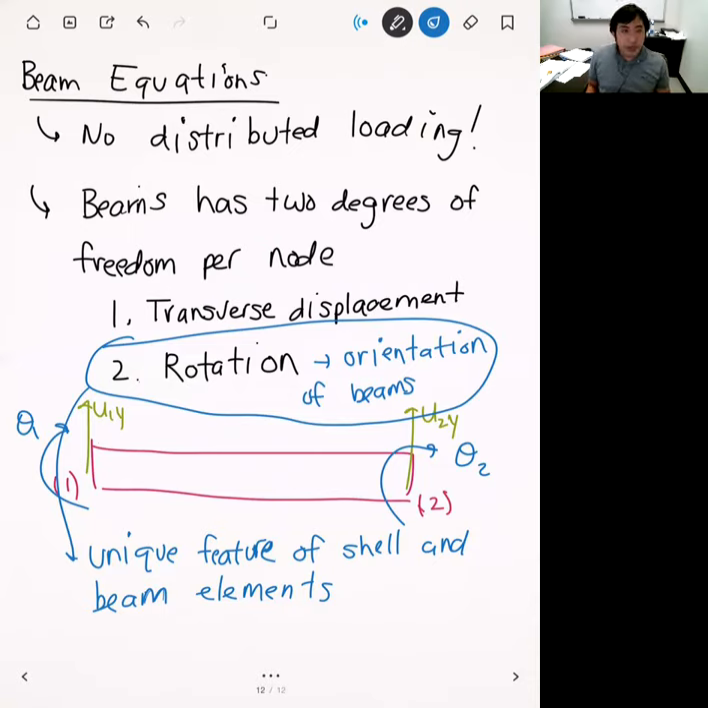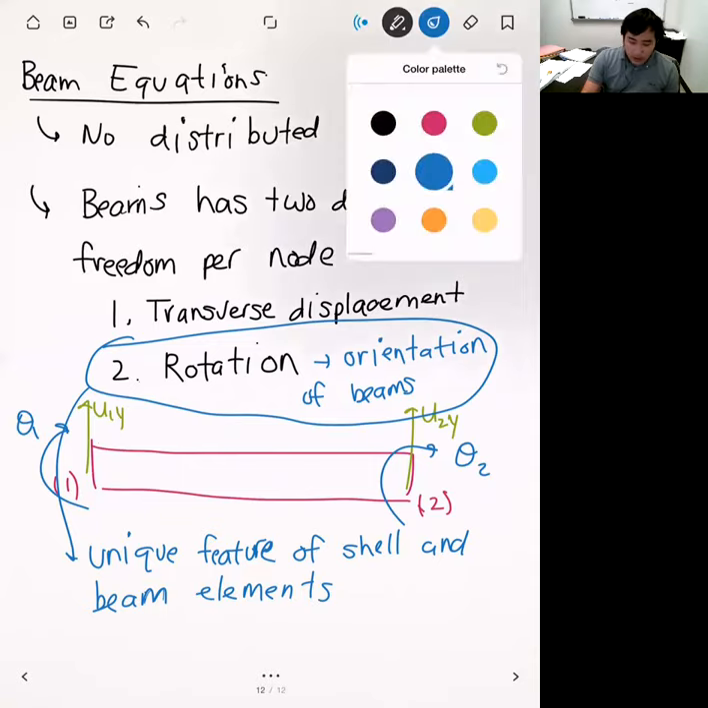And it's because of these rotations that beam elements can compute stresses and strains a lot more accurately than solid elements when the geometry is really thin. Unfortunately we can't really get into the theory about why that is, but that's the unique thing. When you have solid type elements, like tetrahedrons and hexahedrons, they're not computing these rotations. So that's the big difference there.